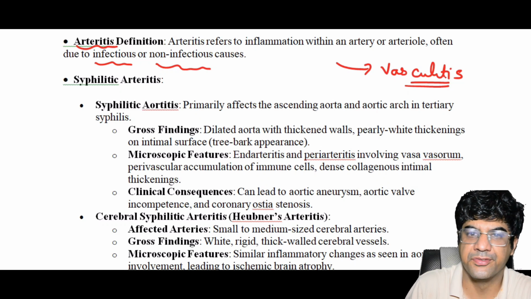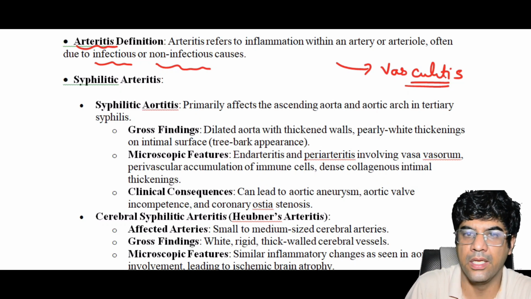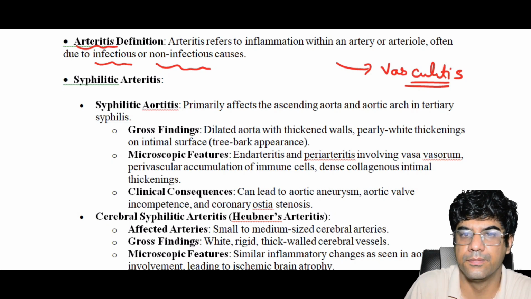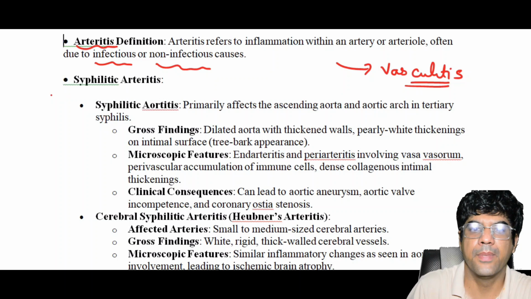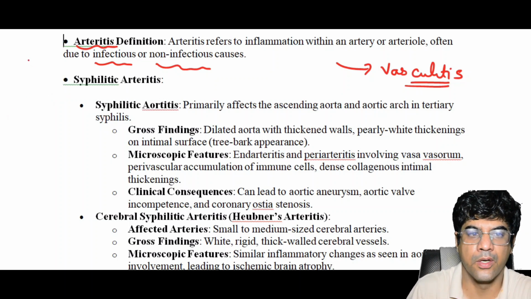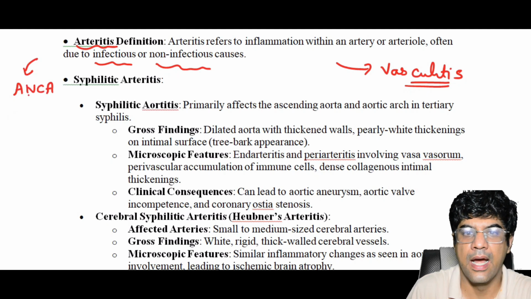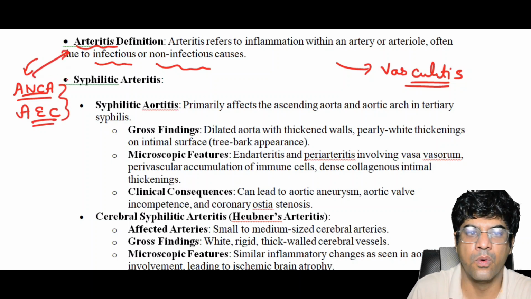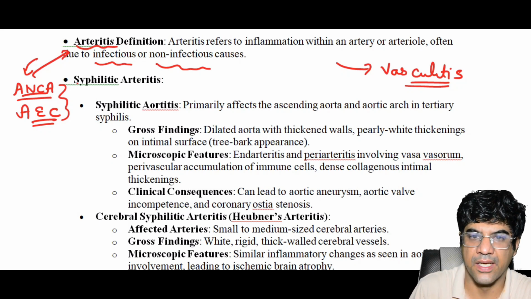and it affects the smaller vessels like arterioles, venules, capillaries, etc. Remember that immunological factors like autoantibodies, such as anti-neutrophil cytoplasmic antibodies and anti-endothelial cell antibodies, are implicated, they are involved in cases of non-infectious arthritis.